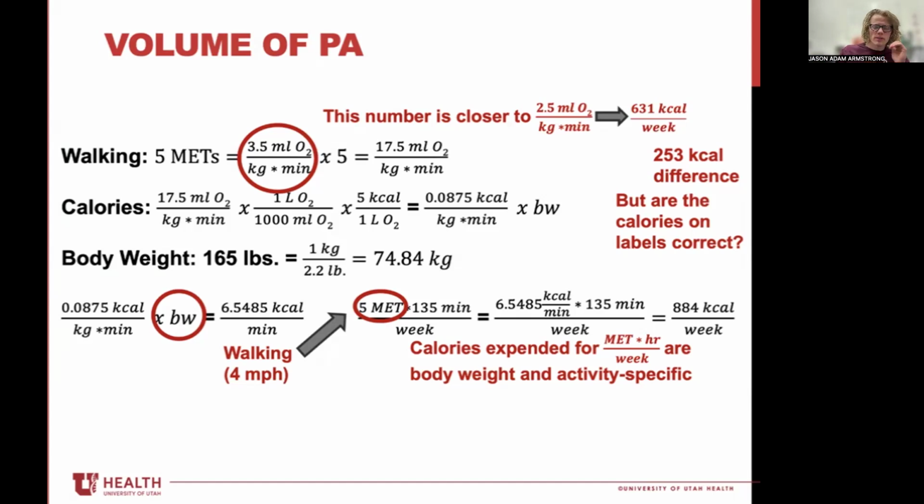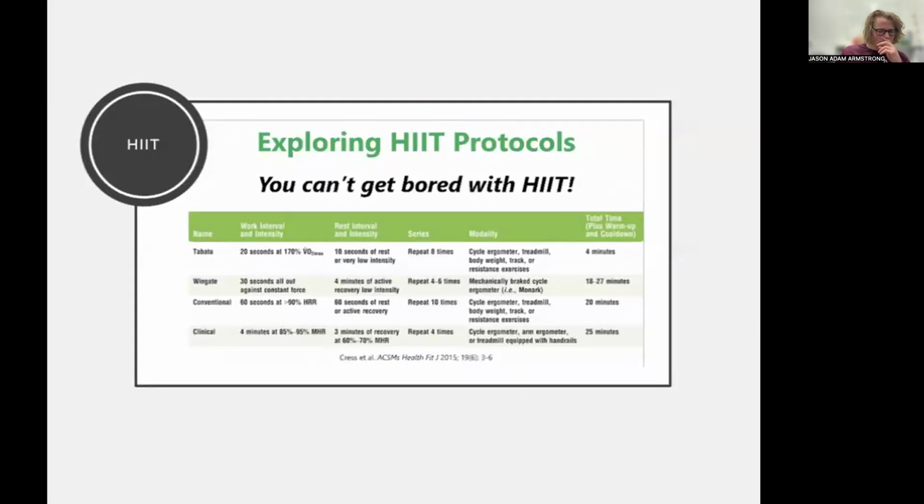Okay. Hopefully that gives you a little bit of context for aerobic activity and aerobic training. I thought there was one other slide. Oh, there is one other slide that I wanted to include. Yeah, I'll end here. I don't know why it's out of order.